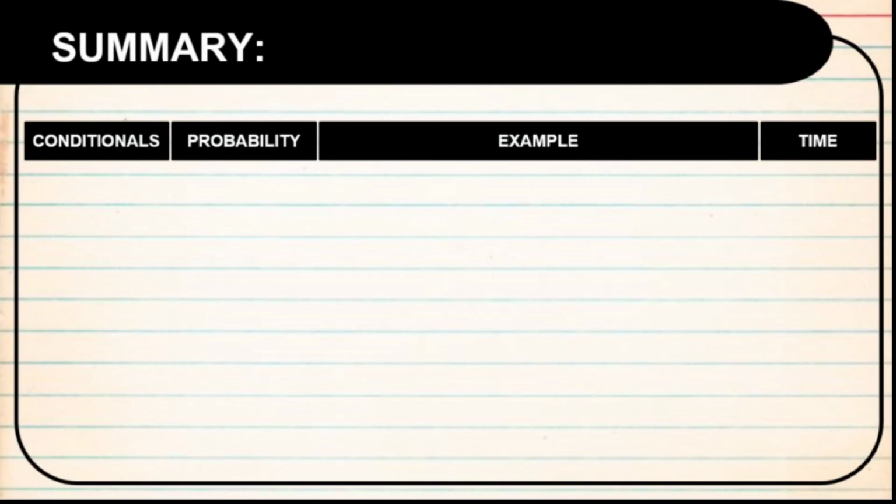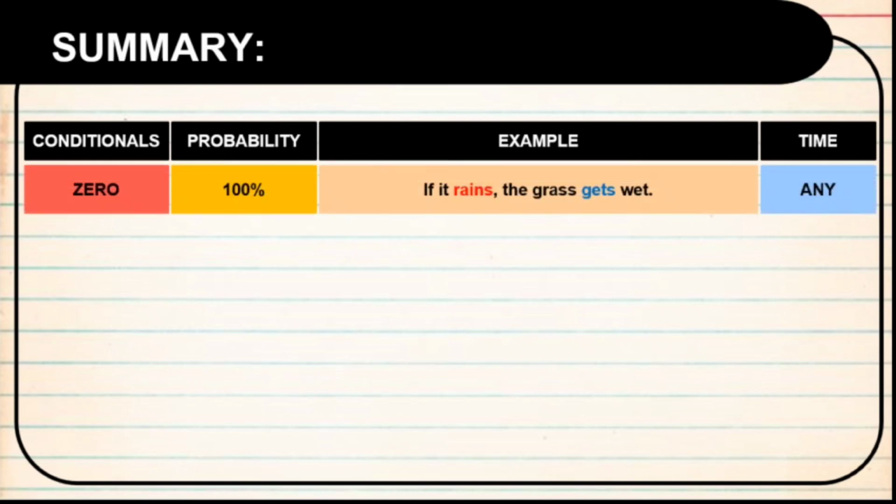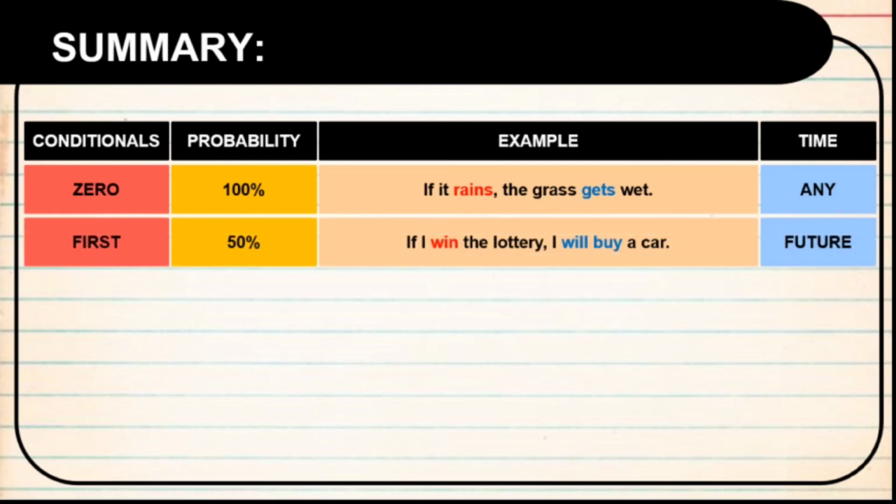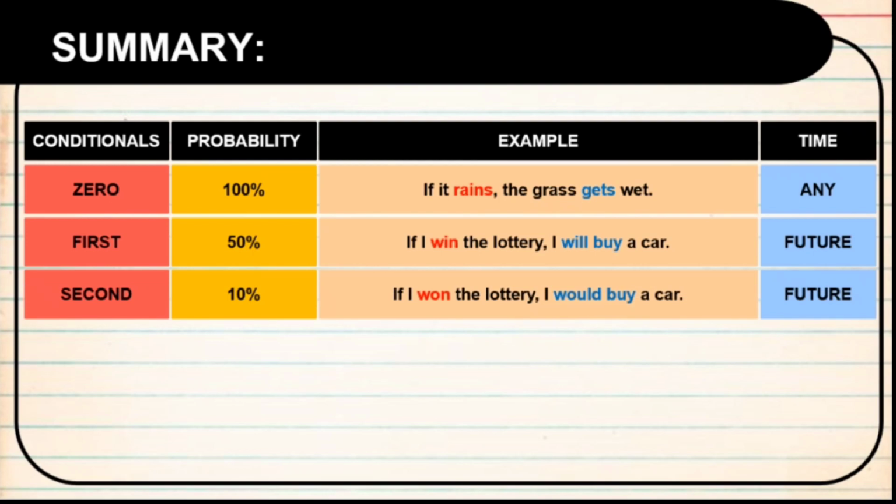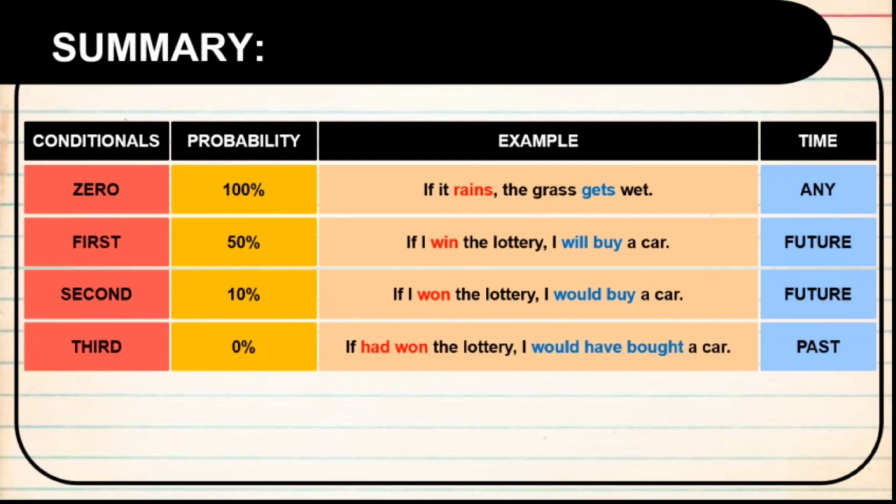Now, to summarize everything, let's take a closer look at this table. With regards to the percentages, do not take the 50% and 10% too literally. They're just to help you. For zero conditional, the probability of it to happen is 100% anytime. For first conditional, the probability may be only 50%, but still it is possible to happen. Take note of the time in the future. For second conditional, there really is a small chance for it to happen in the future. It may only be 10% or even less. And for third conditional, there really is no chance for it to happen, and it's in the past.